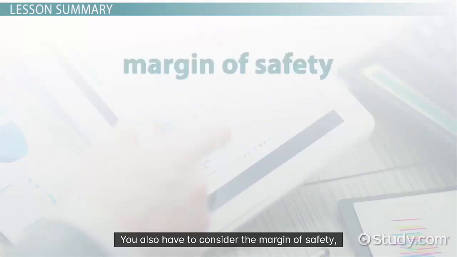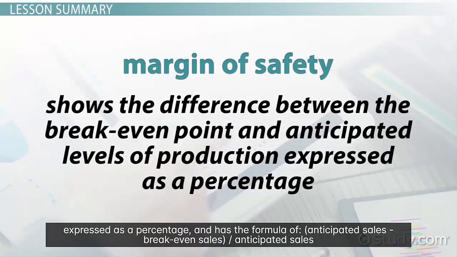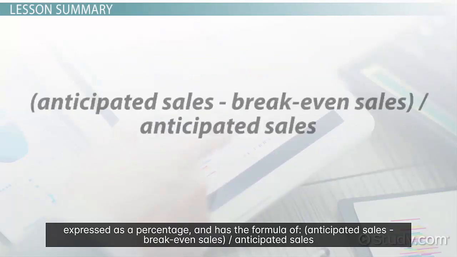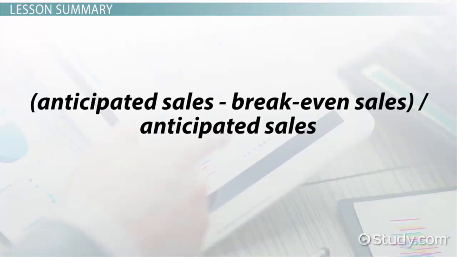You also have to consider the margin of safety, which shows the difference between the break-even point and anticipated levels of production, expressed as a percentage, and has the formula of anticipated sales minus break-even sales, divided by anticipated sales.